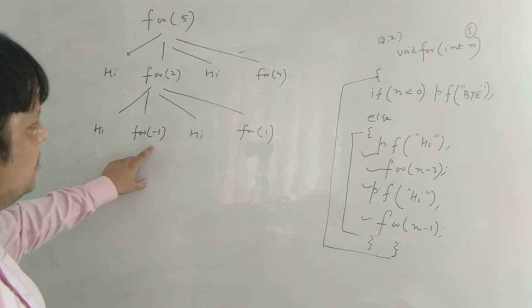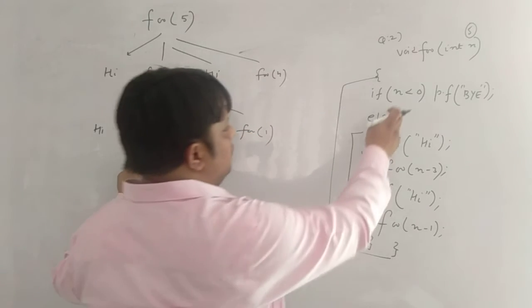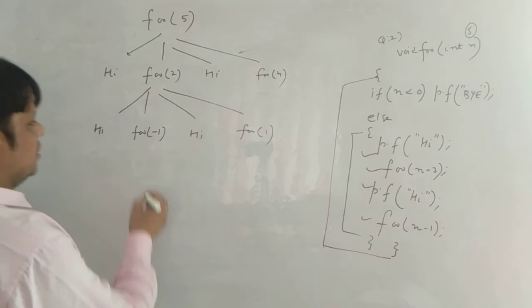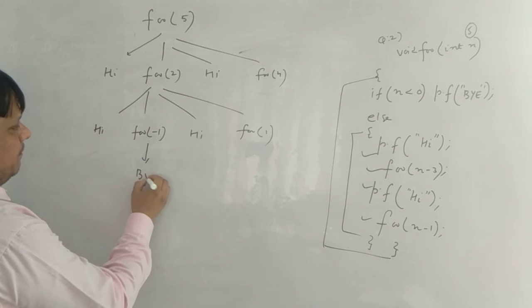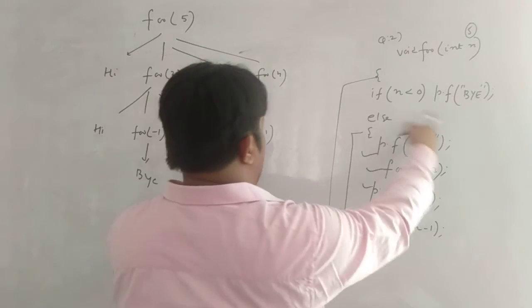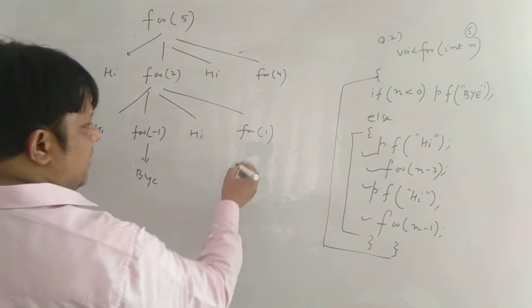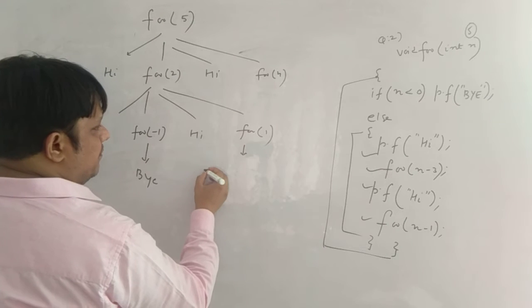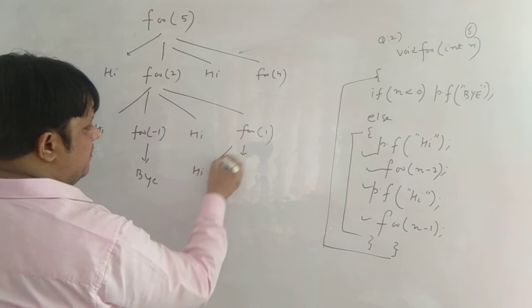Now when you call this function foo(-1), less than or equal to 0, the condition is true. So it will print what? It will print bye. Then we move this side. Then foo(1), less than or equal to 0, the condition is false. So again we move. First it will print what? First it will print hi, right?